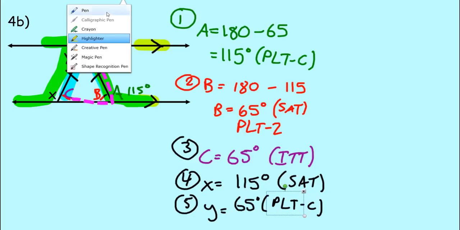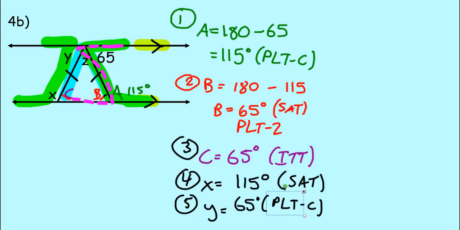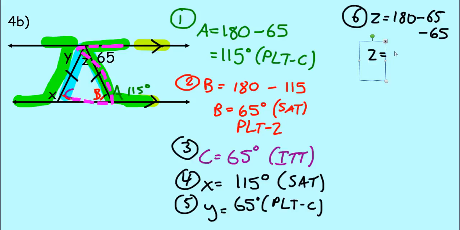There's a C pattern on one side, there's a C pattern on the other side as well. So that leaves what Z is. Z you can just take out, again, there's one full straight line across from here. So my last step is Z is equal to 180, take away Y, which we said was 65, take away another 65. So therefore Z is equal to 50 degrees because of SAT.